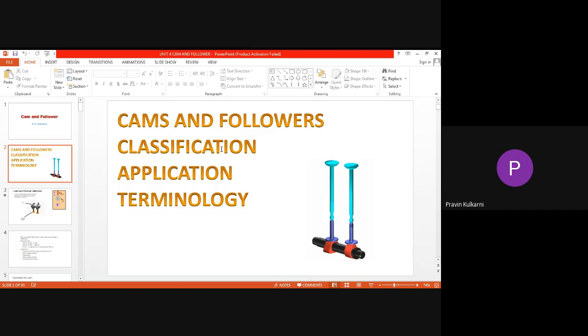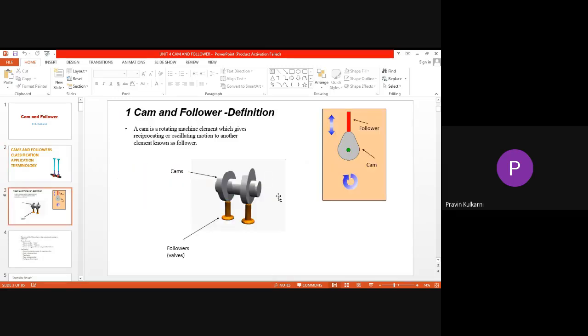In case of roller follower, the trace point will be the center of the roller. In case of knife edge follower, the trace point itself is the contact point, isn't it? So cam is a rotating motion element which gives reciprocating or oscillating motion to the follower. So follower has got reciprocating motion, A; oscillatory motion, B; both, C; none of the above, D. So a follower is to have reciprocating or oscillating motion.